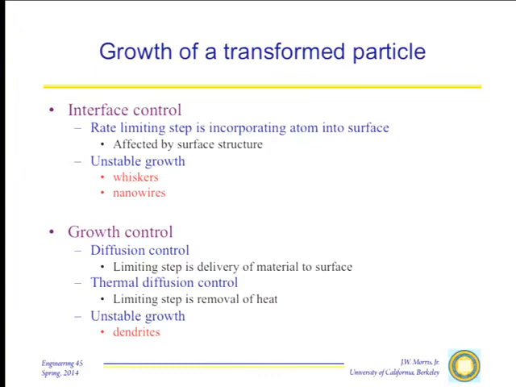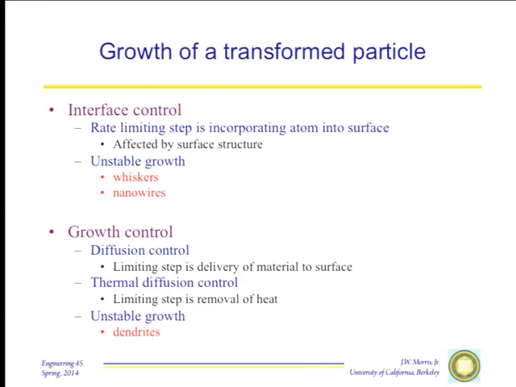As an example to visualize, imagine a solid growing into either a liquid or a vapor. It's a prototype example. Under interface control, the problem that you have is incorporating the molecule from the liquid or vapor into the solid. For example, in a vapor, you really have to have two steps to get the atom into the solid. The atom has to get on the surface, absorb onto the surface, and then it has to find a place to sit so that it incorporates into the solid. So that may be the controlling step.